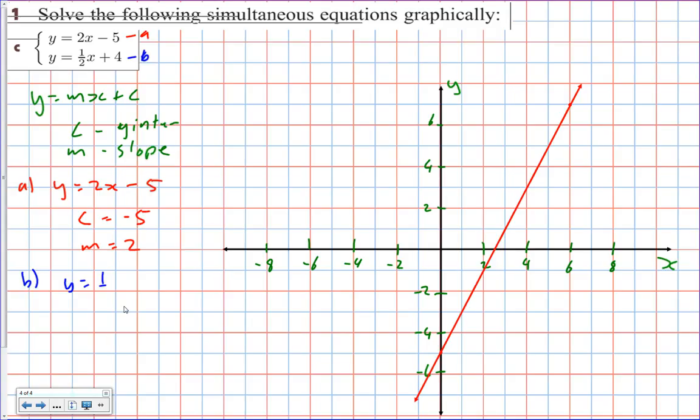Y equals a half x plus 4. So my C is going to be 4, and my slope is going to be 1/2. So again, up here, my y-intercept is going to be 4, so it's there. Now my slope, I'm going to go up 1 and across 2. So my dot's going to be just there. So again, I get my line out.